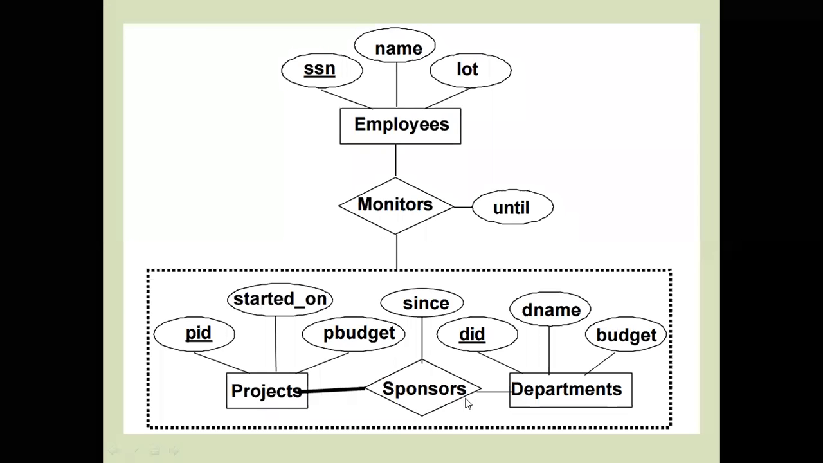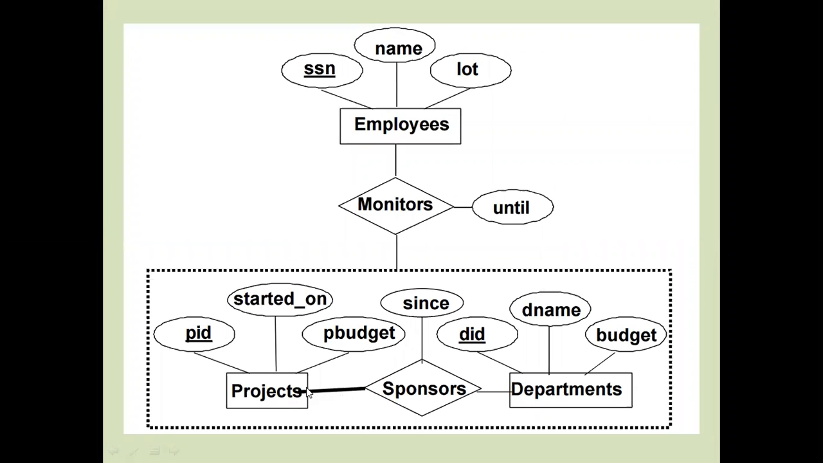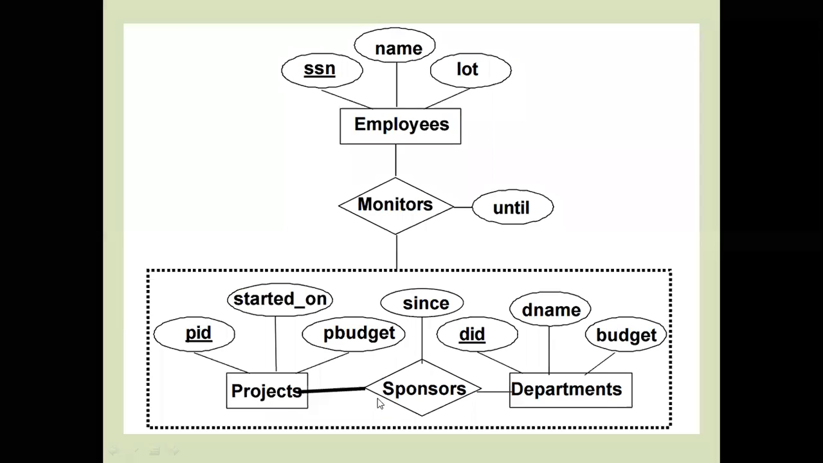Departments sponsor the projects. If you observe here, a thick line is represented. That means total participation from the projects. Each and every project has a relation with some department, but each and every department does not have a project. Remember this. This side is single, this is many, so that means many to one.